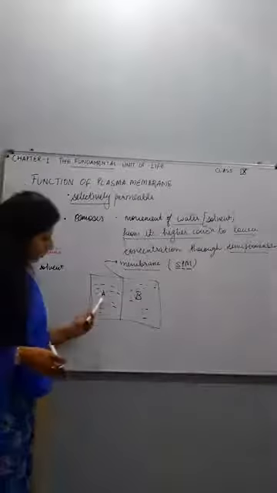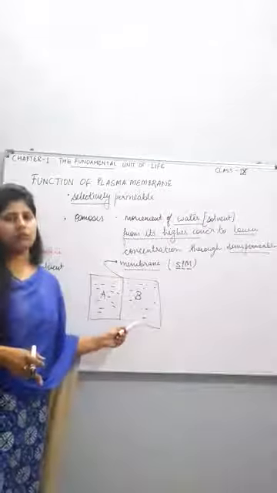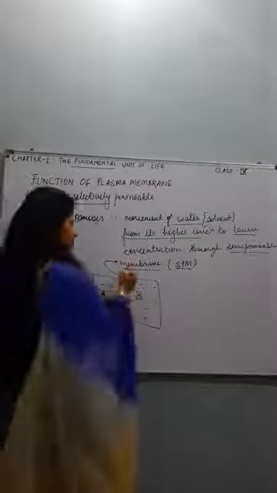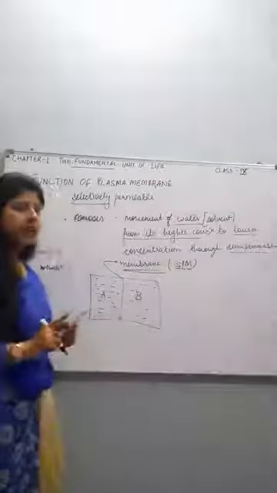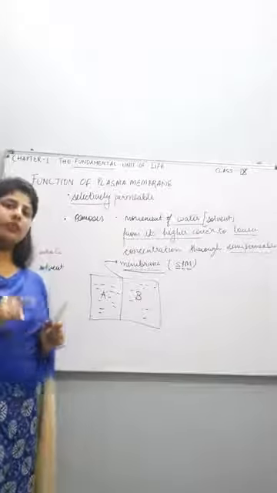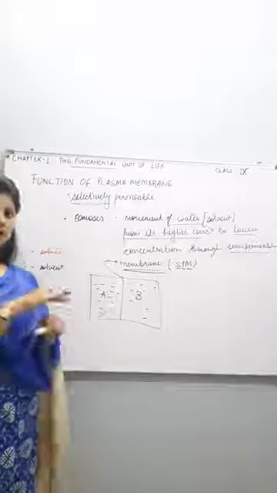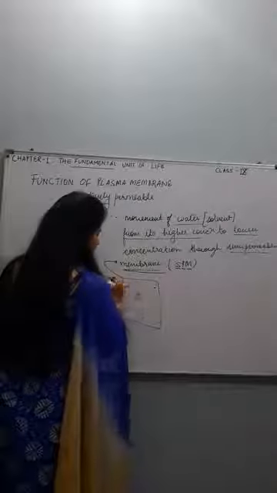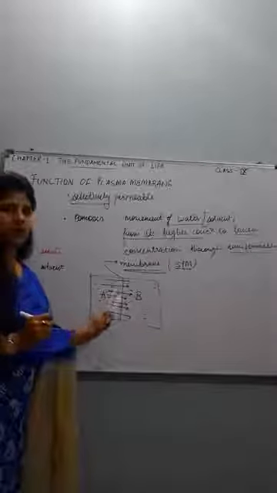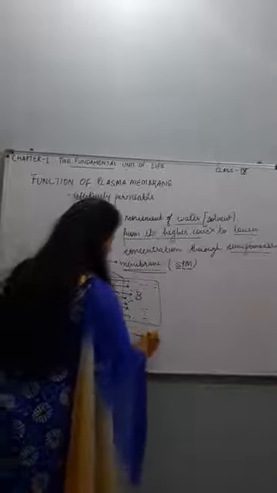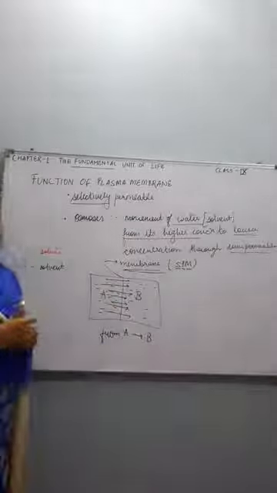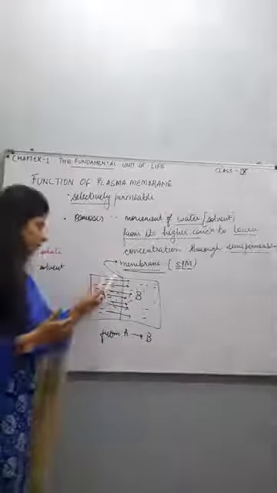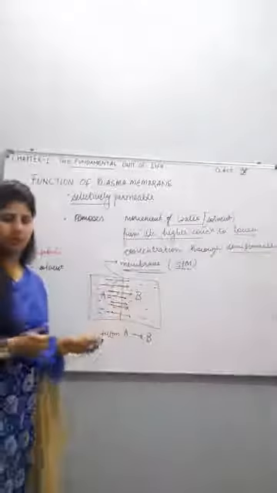So water will move from its higher concentration towards the lower concentration through this SPM. This is most important, SPM. And it will move till the equilibrium is reached. It means when the balancing will be there. So it will move in this direction, right? So the water will move from A chamber to B chamber. So this is the function of the plasma membrane. Plasma membrane acts as SPM, that is semi-permeable membrane.